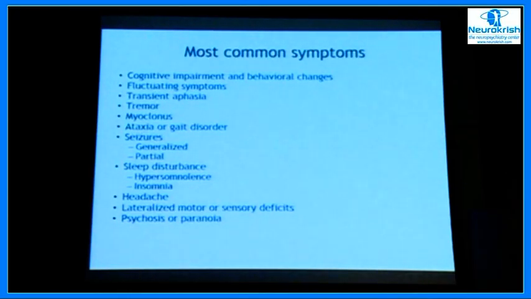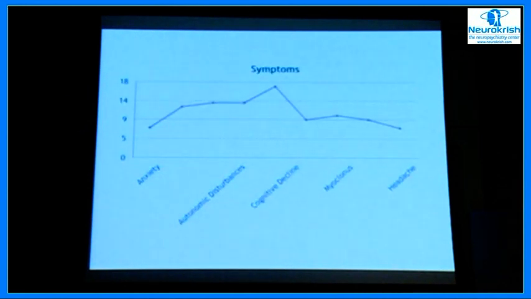So the most common symptoms we see in our group are actually cognitive impairment and behavioral changes, fluctuating symptoms, transient aphasia, tremor, myoclonus, ataxia or gait disorders, seizures, generalized or partial, sleep disturbance in the form of hypersomnolence or insomnia, headache, lateralized motor or sensory deficit, and psychosis and paranoia. And these are the symptoms. We have about 23 patients, anxiety, autonomic disturbance, cognitive decline, myoclonus, and headache.